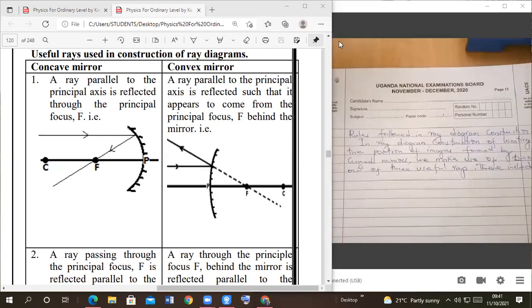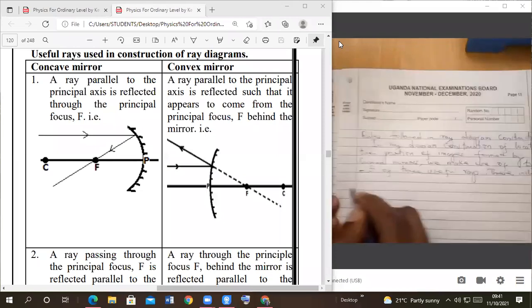There are some rules that we need to follow when we are constructing this ray diagram. There are 3 in number, but to say that you have constructed a good ray diagram, you must use at least 2 of the rays. If you have used 2, we can say it is a good ray diagram. So what is the first rule? Rule number one.